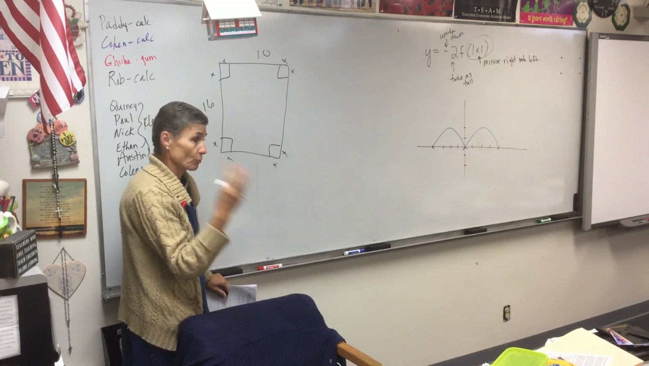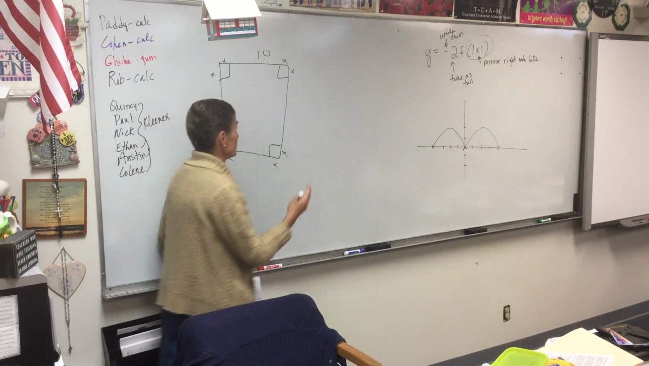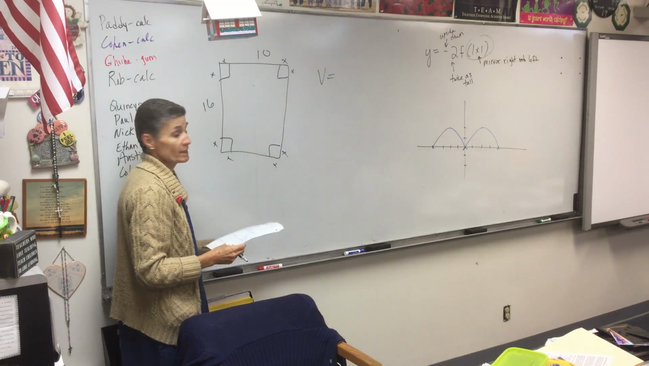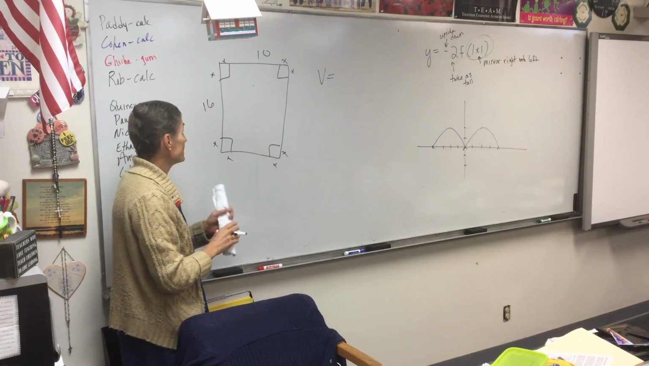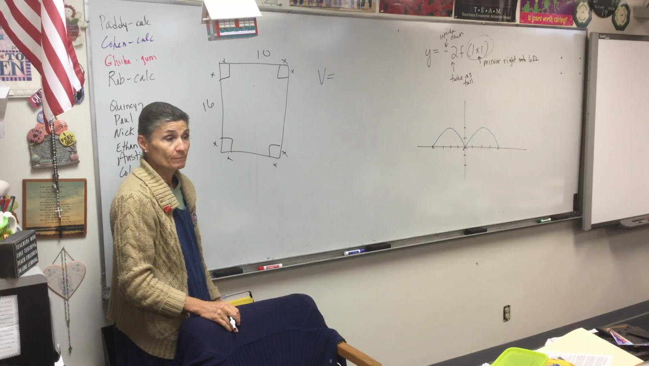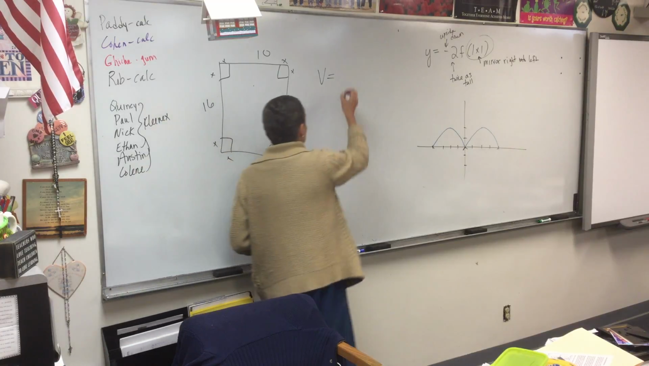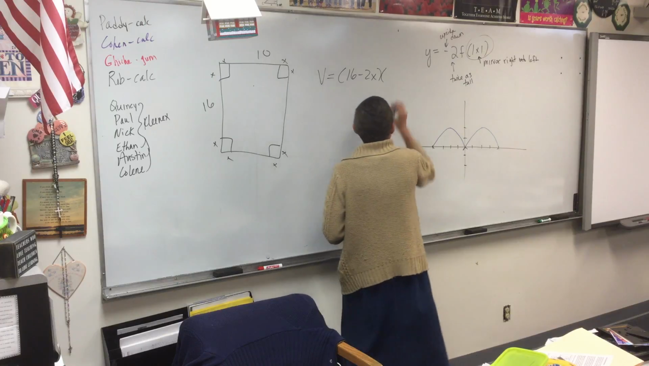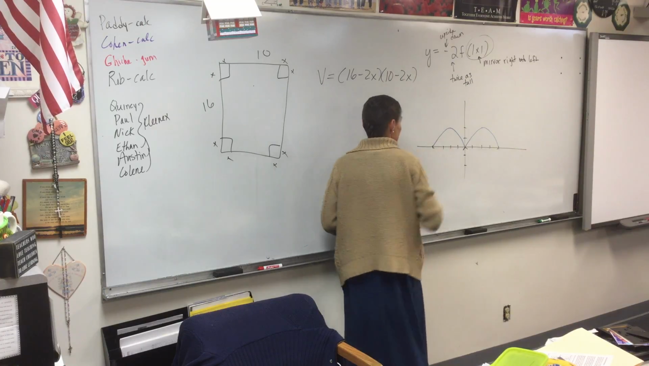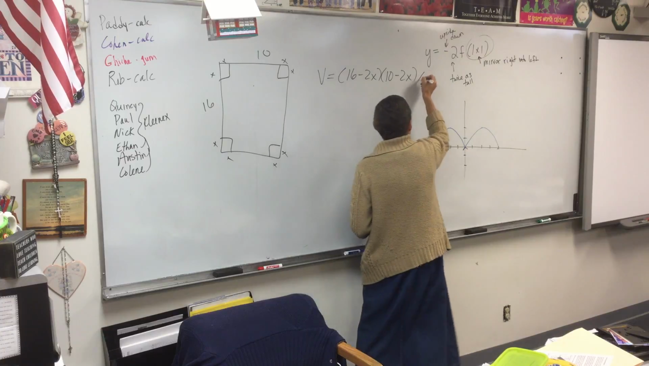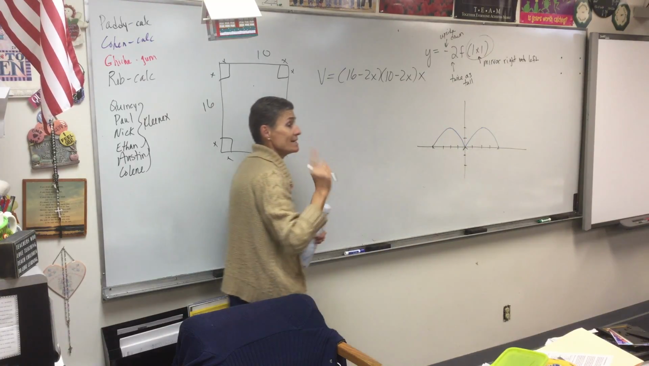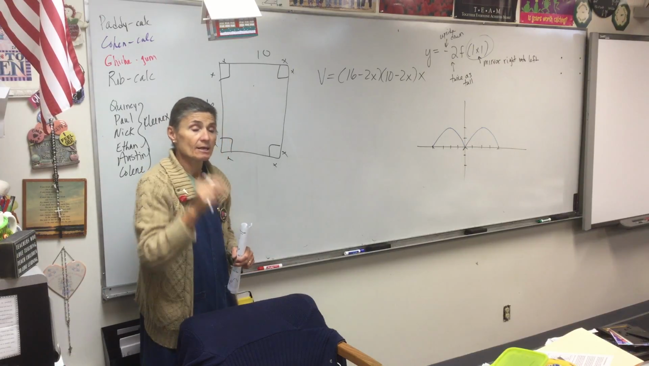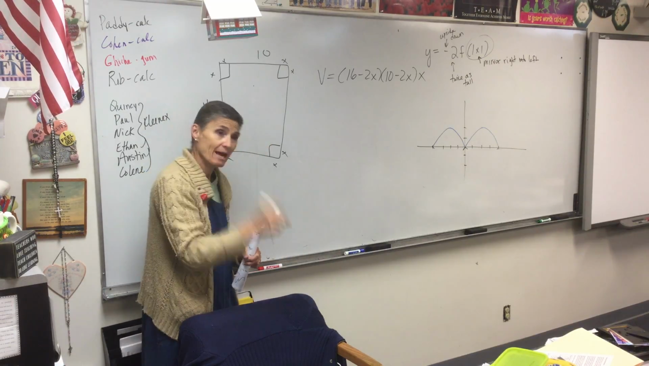So you're going to be asked to do three things. Same three things we've been doing. Write an equation for the volume. This is the equation you're going to type into your calculator. What is the equation for the volume? 16 minus 2x times 10 minus 2x times x. That equation never changes. It's dimension minus 2x, dimension minus 2x, x.